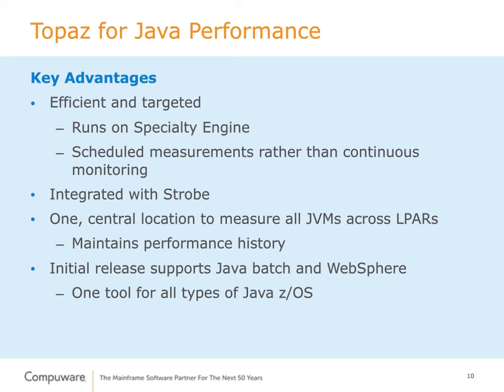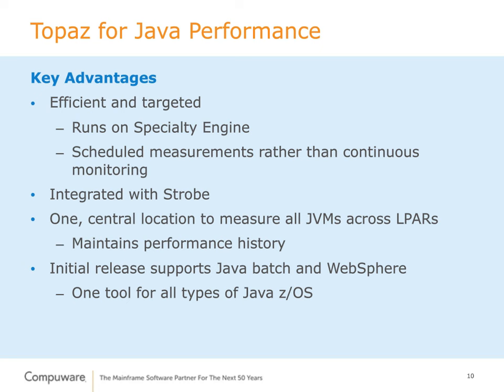Thanks. So Topaz for Java Performance has these key advantages. Again, as Steve mentioned earlier on, it runs on the specialty engine. But I'd like to also give you a warning that you really need to watch this specialty engine execution processing, because IBM has a couple of JVMs that don't do this quite correctly, and there are some PTFs that need to be applied so that your applications and our monitor actually perform on that specialty engine. That can be as much as 10 to 12% spillover onto your general CPU. So that's one thing I wanted to point out to folks.